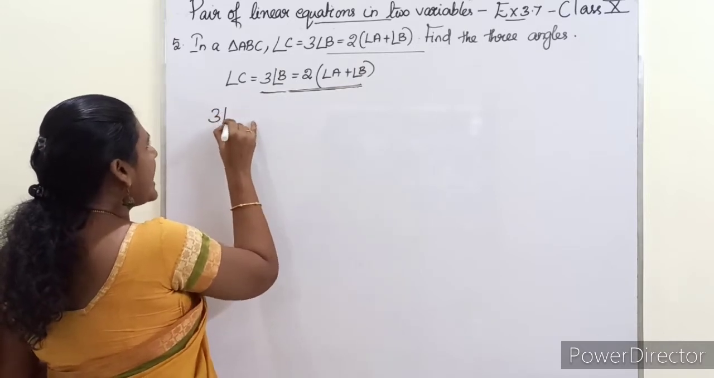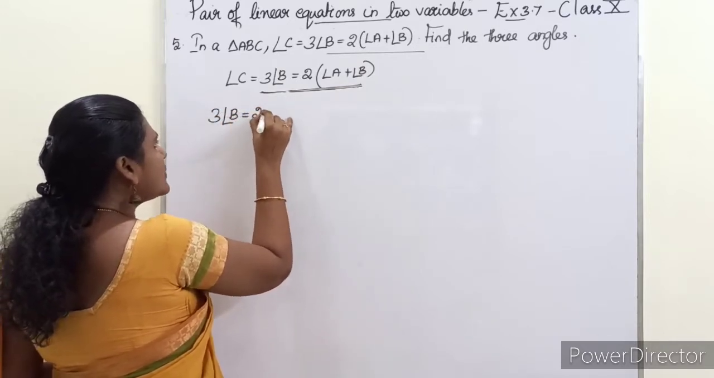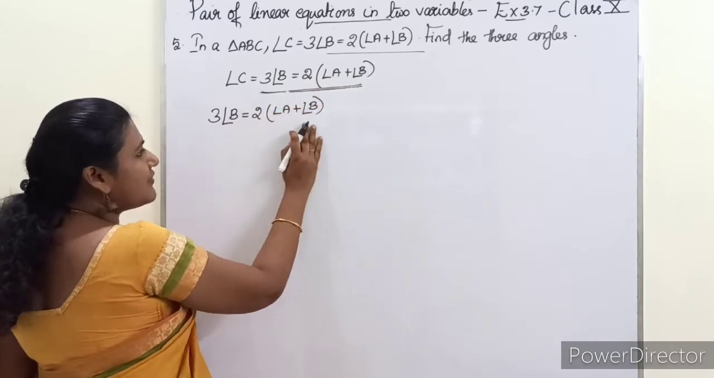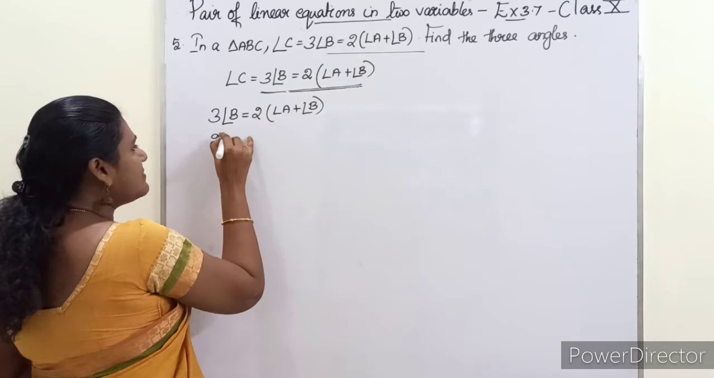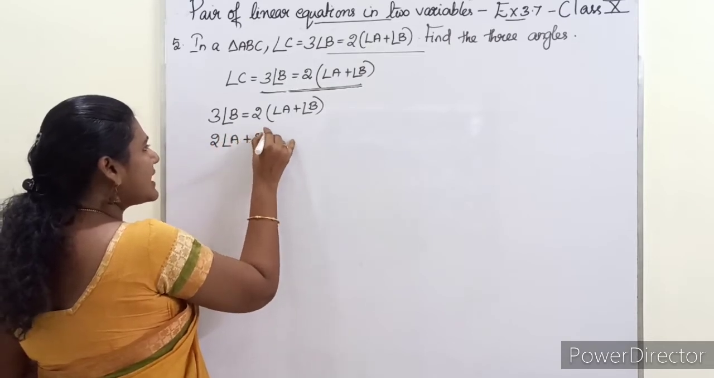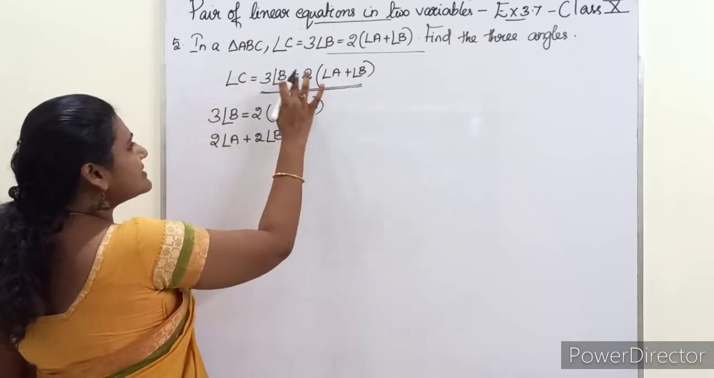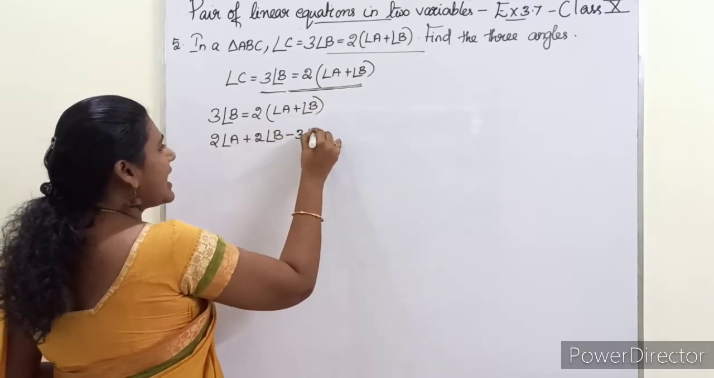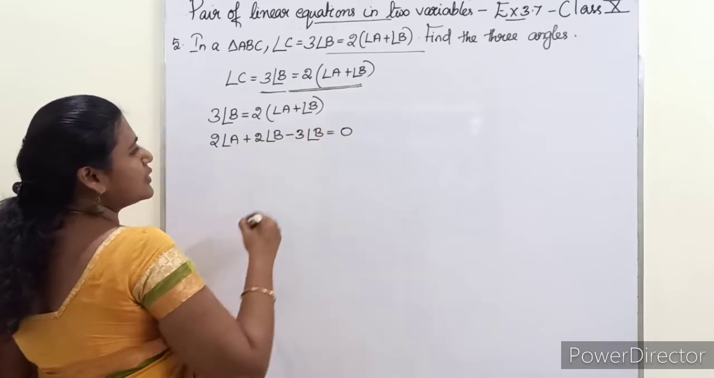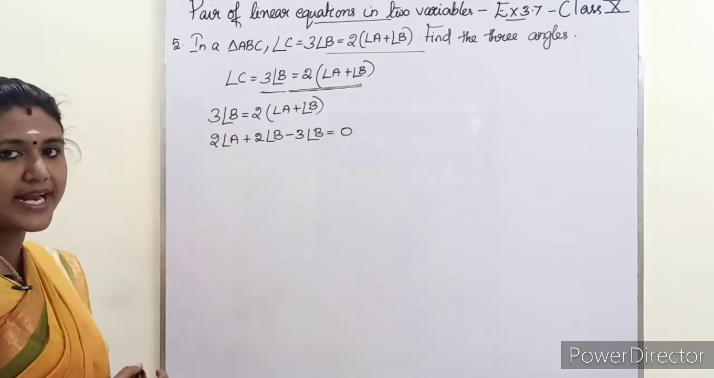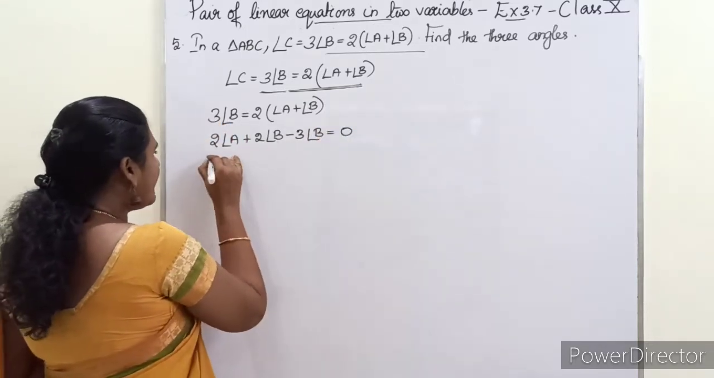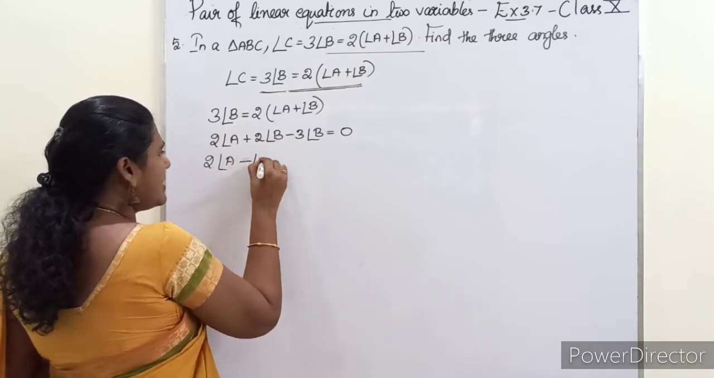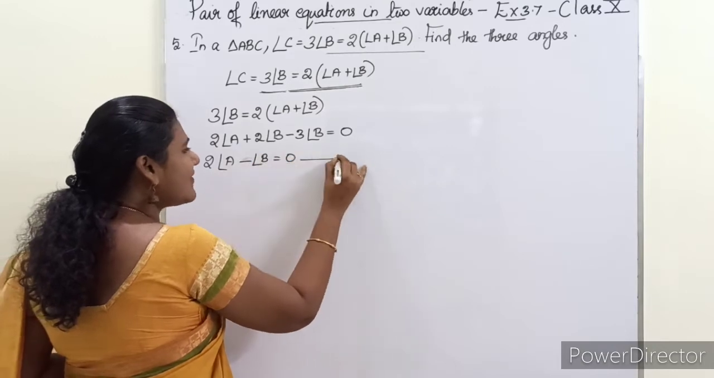That is 3 angle B is equal to 2 times angle A plus angle B. Now we will simplify this. So 2 times angle A plus 2 times angle B. If you take this 3 angle B to the right side, we will get minus 3 angle B, which is equal to 0. You will not have anything on the left side, so we can write 0. Now we will simplify, that is 2 angle A minus angle B is equal to 0. So this is our first equation.